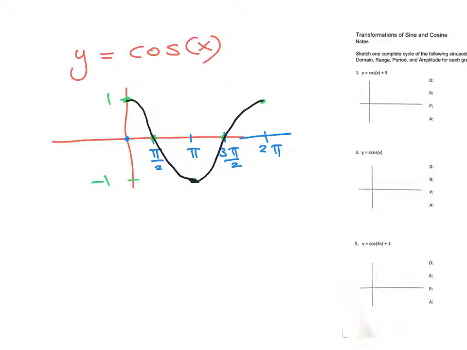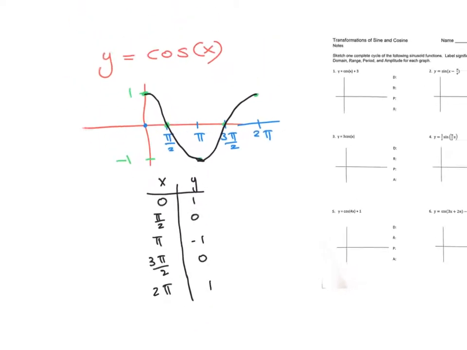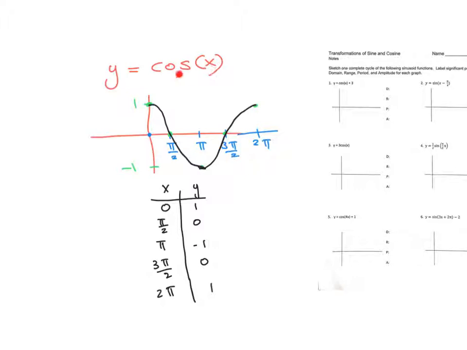Okay? And let's create the parent table, because we might have to use this as we're graphing different transformed functions. So 0, 1, pi over 2, 0, pi, negative 1, 3 pi over 2, 0, and 2 pi, 1. So that's the parent equation, the parent graph, and the parent table.